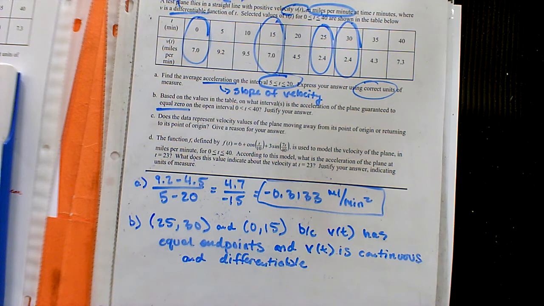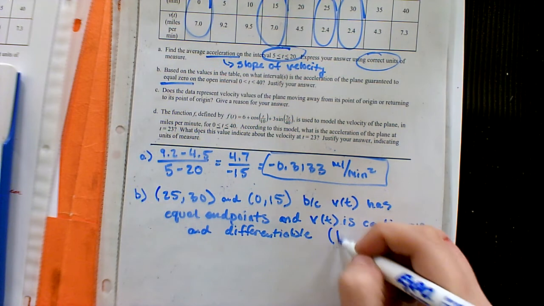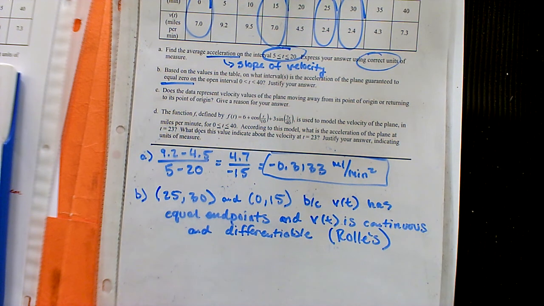Okay, Rolle's had those 3 conditions: continuous, differentiable, and endpoints are the same. Looks good. Maybe you want to put Rolle's in parentheses just as a reminder if you go back to this question.